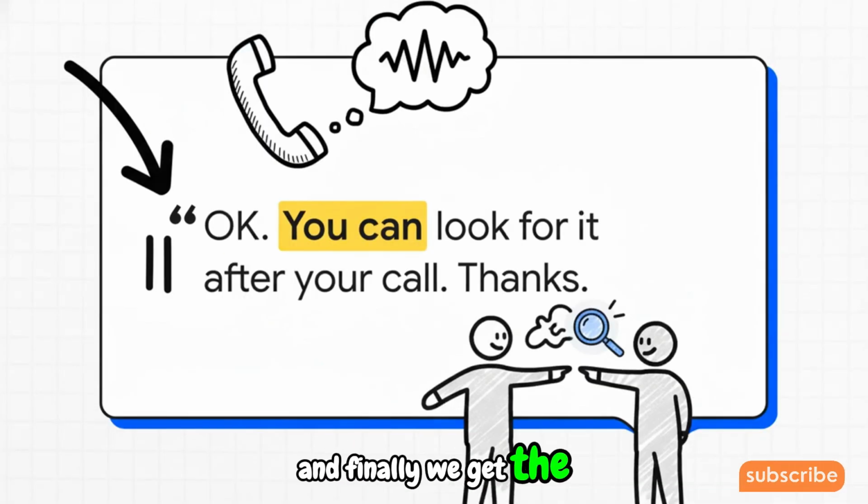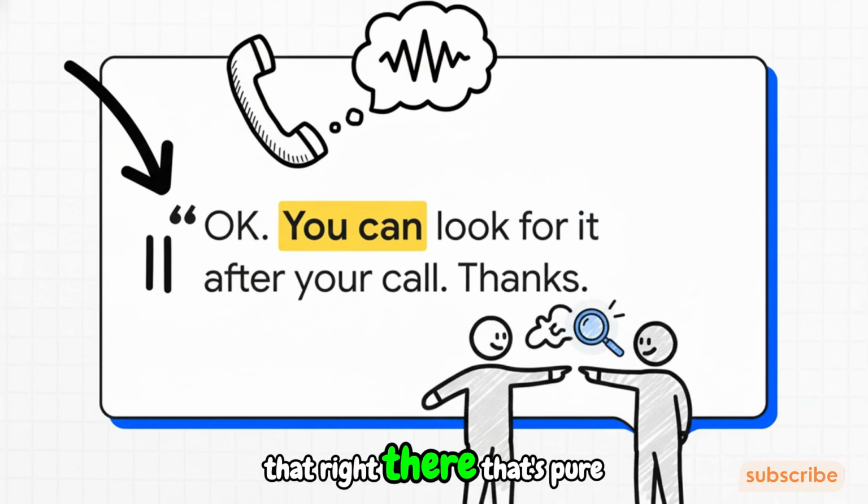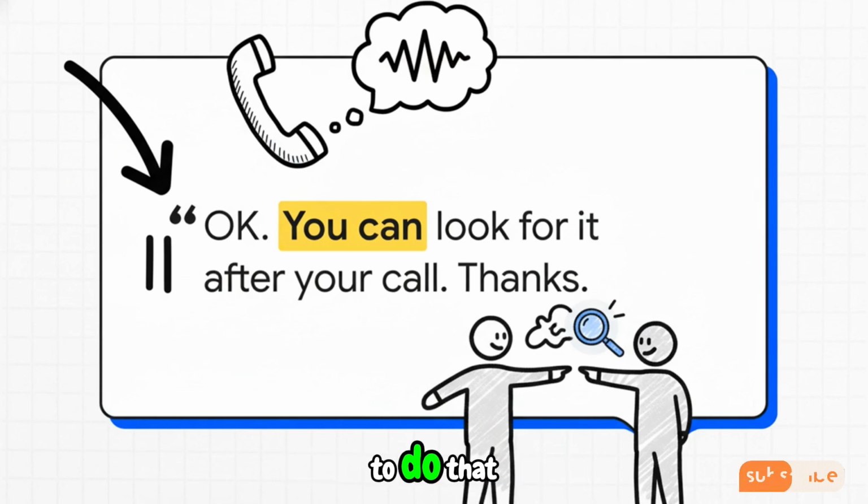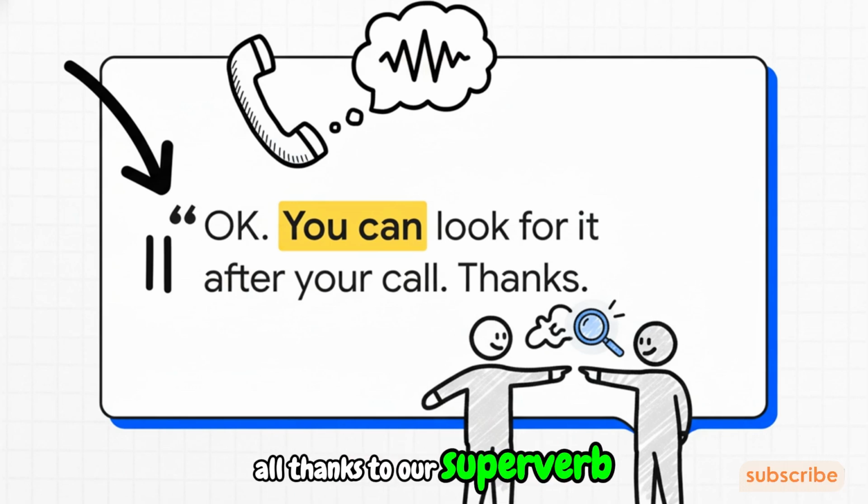And finally, we get the resolution. You can look for it after your call. That right there, that's pure permission. The first person is saying it's totally okay for you to do that. And just like that, in 3 short lines, we've seen requests and permissions handled perfectly, all thanks to our superverb.